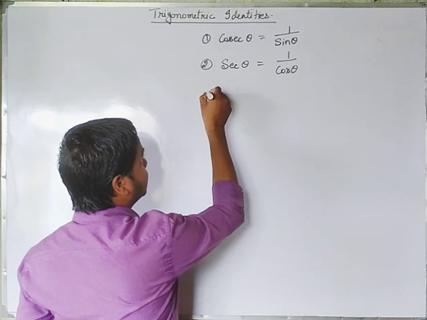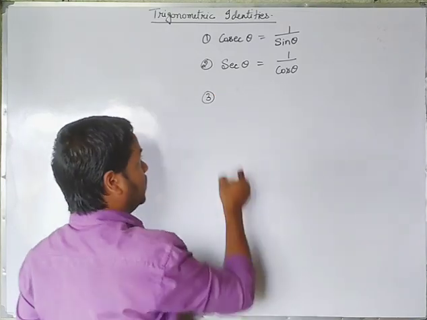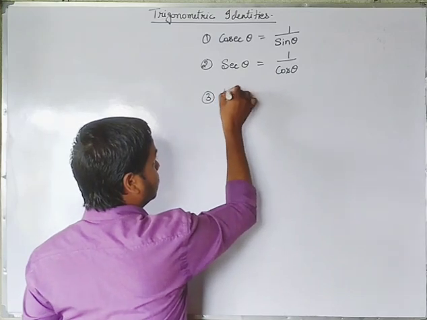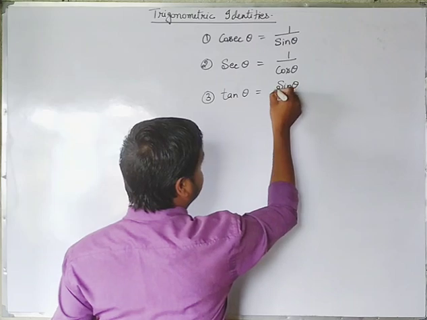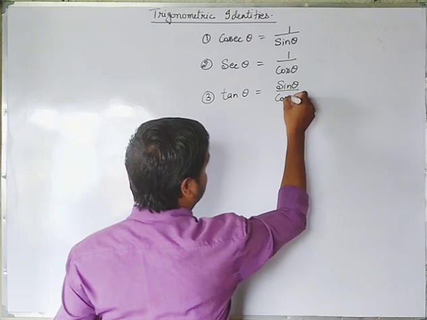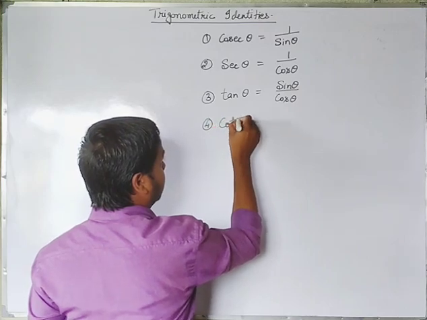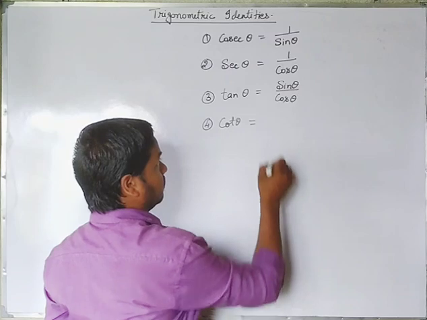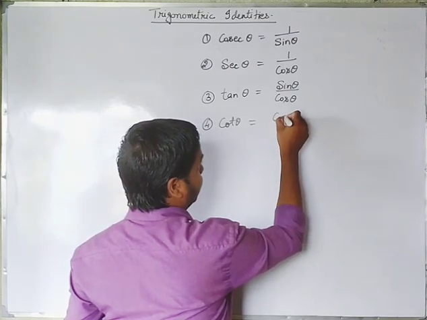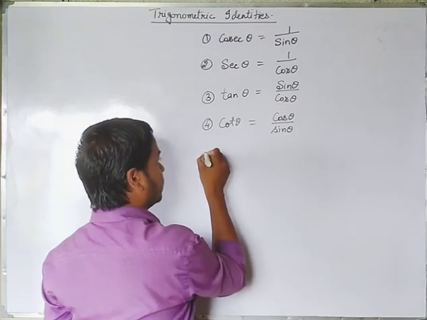Tan and cot are opposite to each other, but we will use them as other formulas. So tan theta can be written as sin theta divided by cos theta. And the fourth one, cot theta. Cot theta can be written as just the opposite of this one, that is cos theta divided by sin theta.